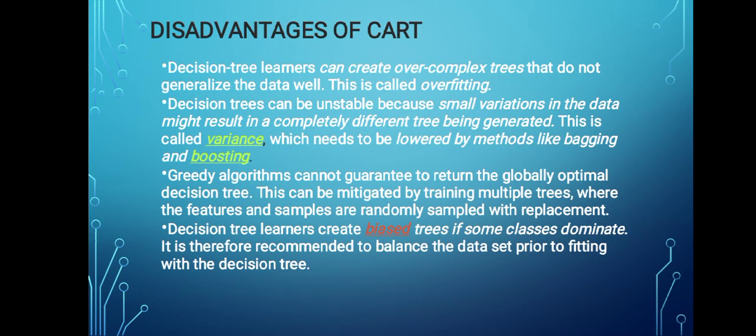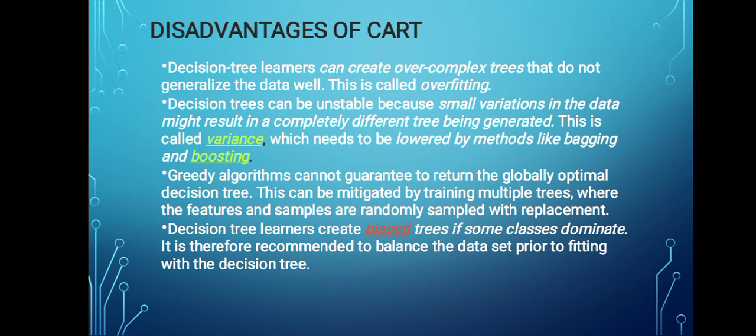Disadvantages of CART. Decision tree learners can create over-complex trees that do not generalize the data well. This is called overfitting. Decision trees can also be unstable because small variations in data might result in a completely different tree being generated. This is called variance, which needs to be lowered by methods like bagging and boosting. Greedy algorithms cannot guarantee to return the globally optimal decision tree.